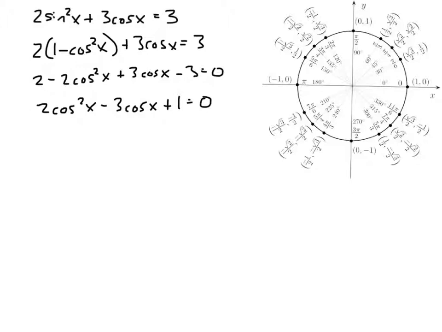Okay, so now I'm going to factor, because I've got a cosine squared and a regular cosine. So this factors down to 2 cosine x minus 1 times the cosine of x minus 1 equals 0.